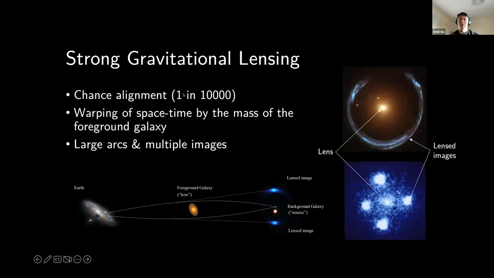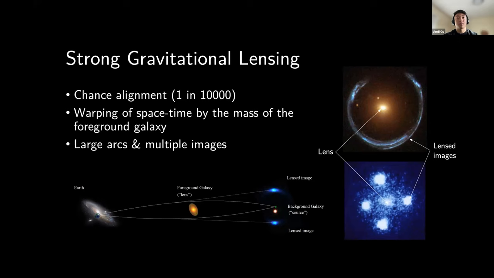Okay, so what exactly is strong gravitational lensing? It's this phenomenon that's predicted by Einstein's general relativity, where there's a chance alignment between Earth, some foreground galaxy, and some background galaxy. So only 1 in 10,000 galaxies actually turn out to be gravitational lenses. So these are very rare phenomena.